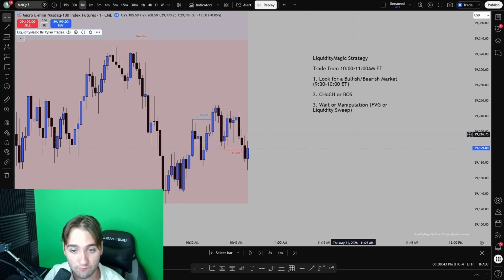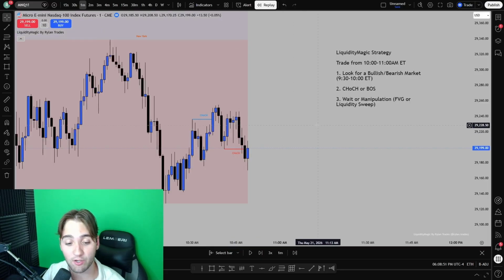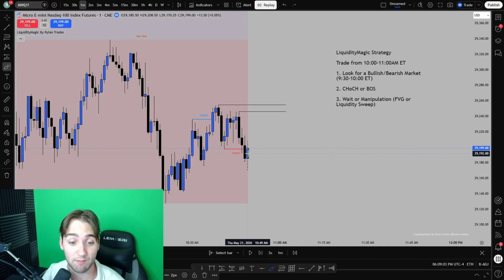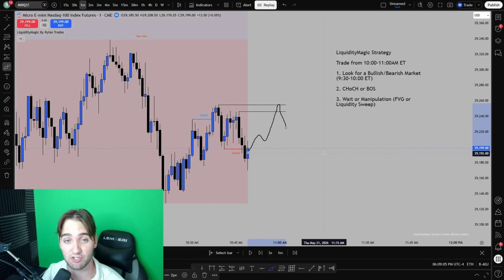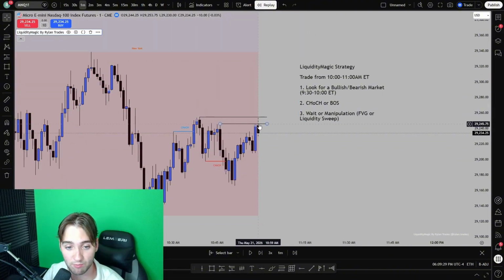Now, we're going to wait for manipulation, a fair value gap, or liquidity sweep. Do we have a fair value gap? We did not have a fair value gap inside here, right? We are going to go ahead and wait for a high to be taken out. In this case, we have a high here, and then we also have a high here. Let's go ahead and see if we could actually manipulate first before taking a position. And there we go. So we ended up having a liquidity sweep right here.